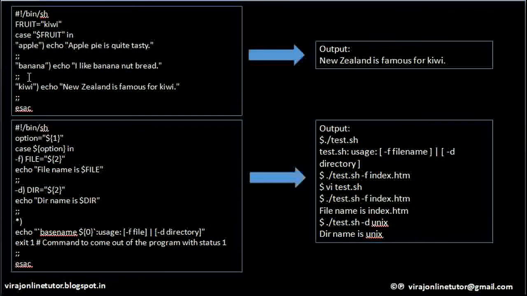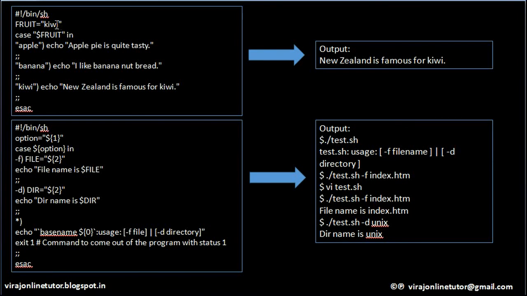Clear? So I'll just repeat it again. This case statement starts with the case keyword followed by the variable followed by the in keyword. Then you can keep on placing all the options that you have and end each option with a close bracket. And for one option you have a block of code, end that block with double semicolons.